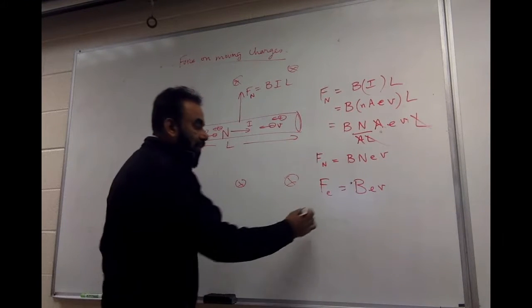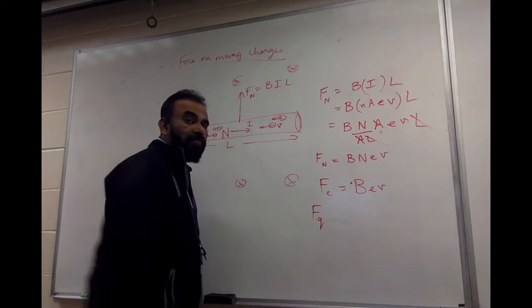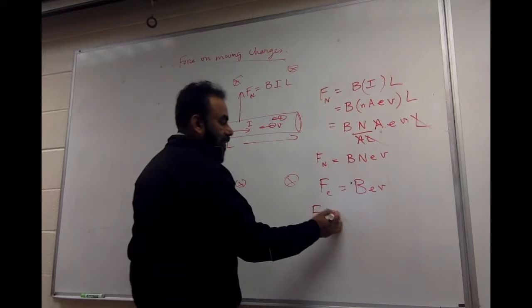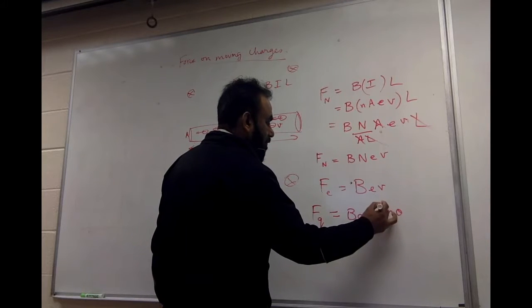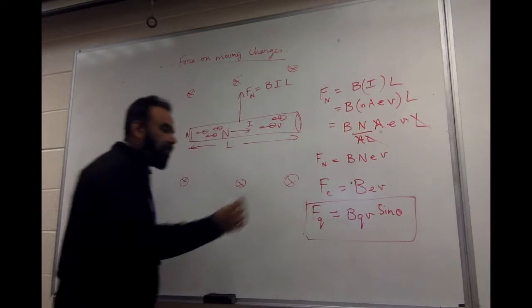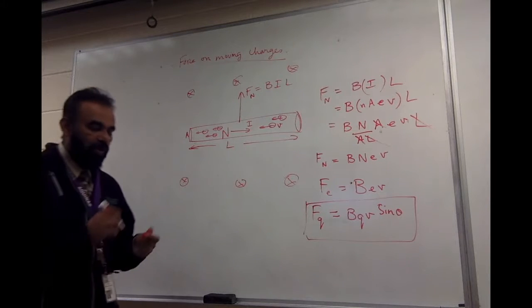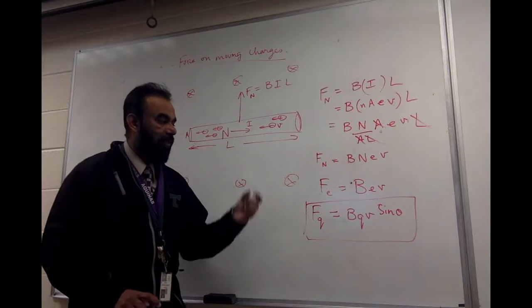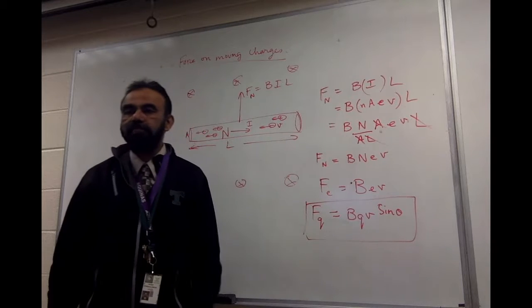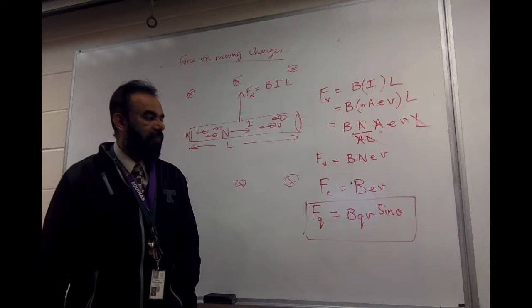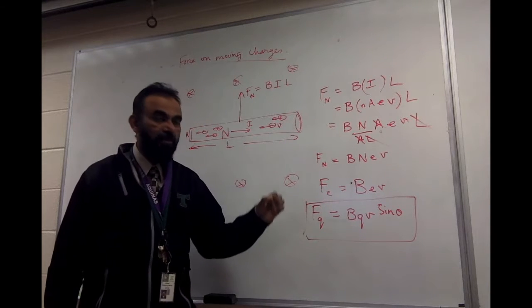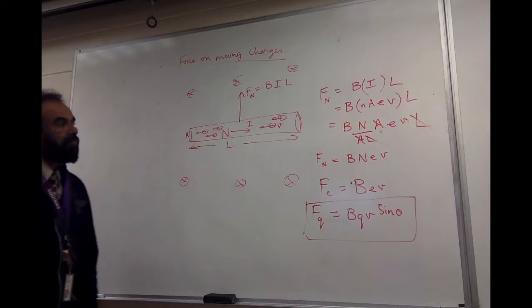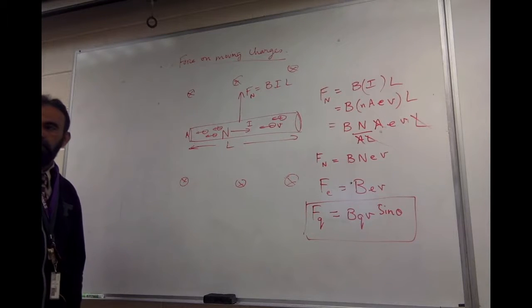In general, I can write down the force on any moving charge as F = BQv sine theta. That's the general equation. And what's the maximum force? It's going to be BQv. This is the homework that I said. Probably a trace of it should be there.